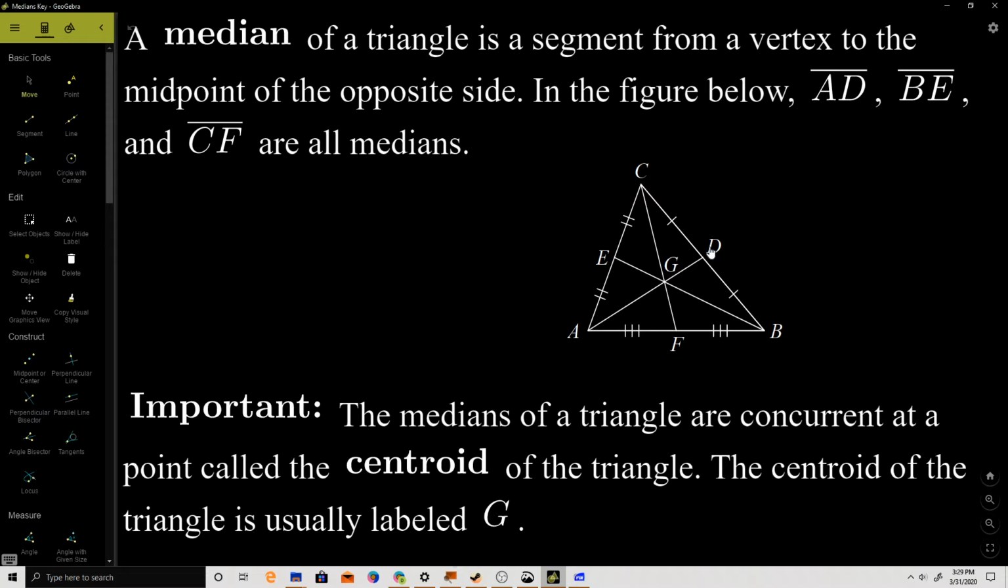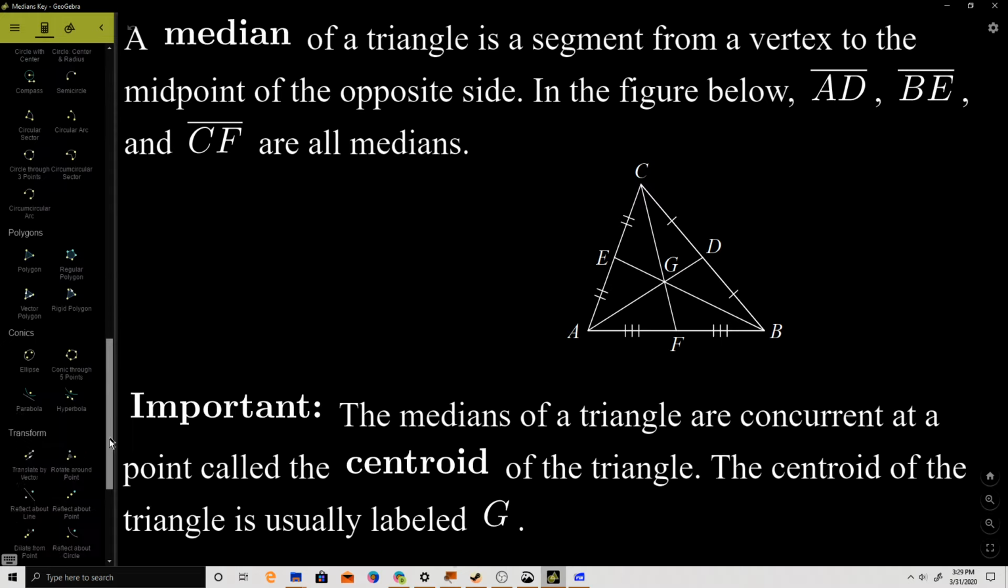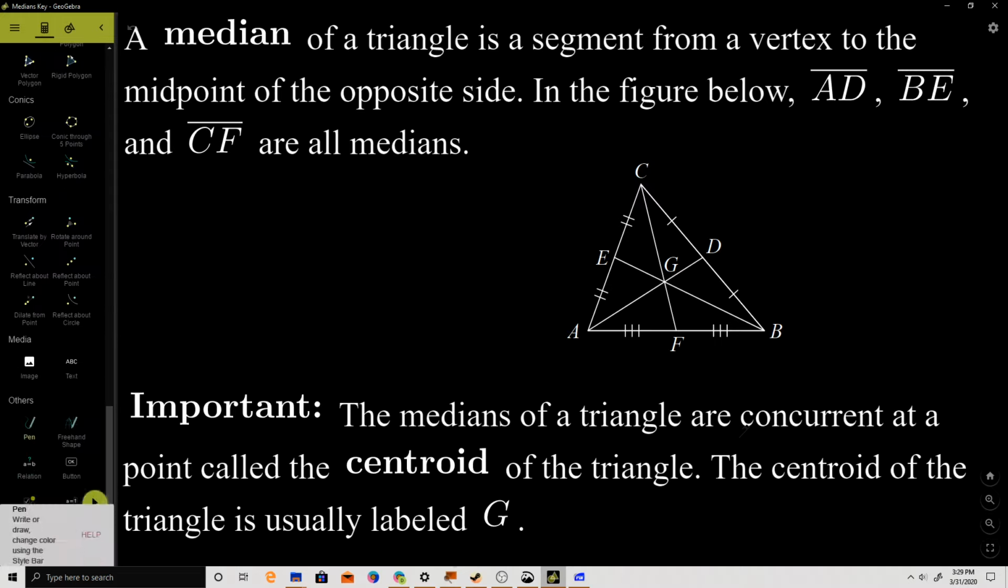Similarly, with vertex B, the line is being drawn towards the opposite side AC, hitting the midpoint E. So BE would also be a median. All triangles have three medians that are concurrent, or in simple language, all these medians meet at a point called the centroid. And we typically label the centroid G.